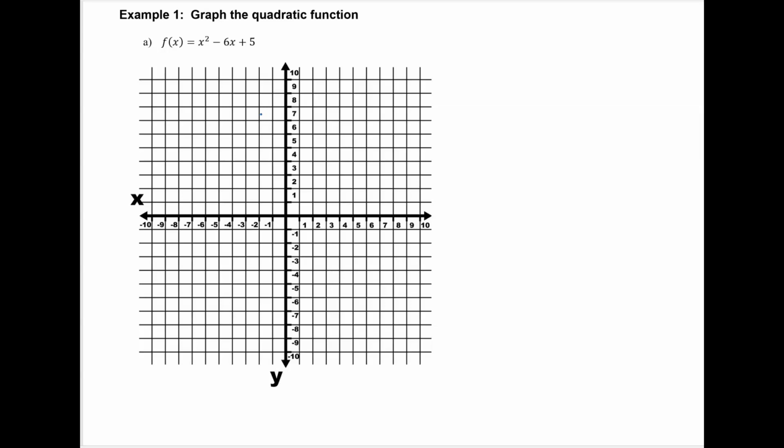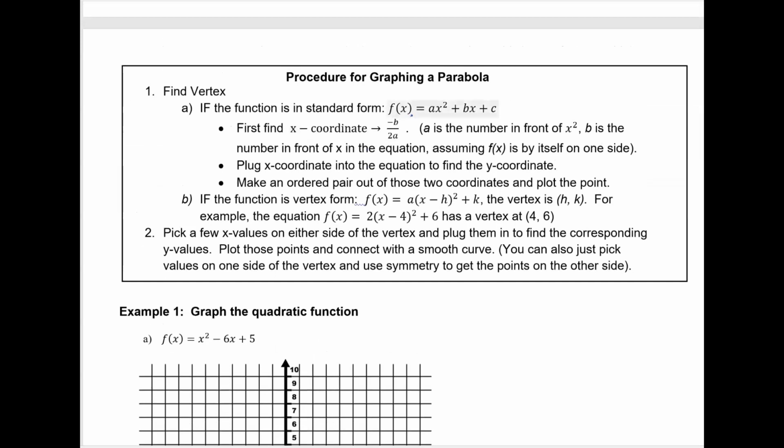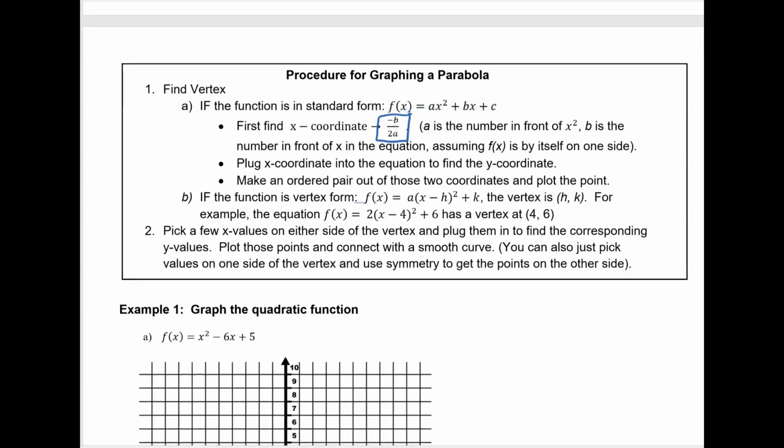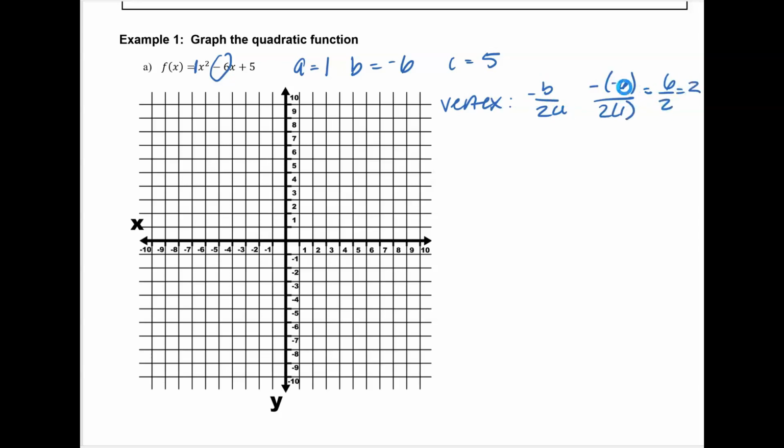The formula for finding the vertex, it's right up here, is negative b over 2a. That's the x coordinate of the vertex, and then you plug that into the equation to find the y value of the vertex. So I'm going to do that. We have this function here, and our a value is 1, our b value is negative 6, and our c value is 5. So negative b over 2a is negative negative 6 over 2 times 1, or 6 over 2, and I get 3.